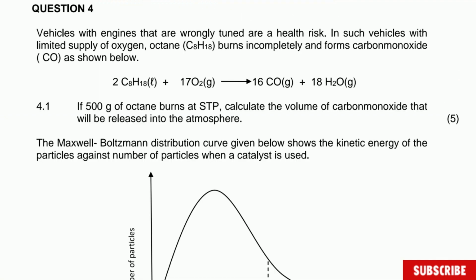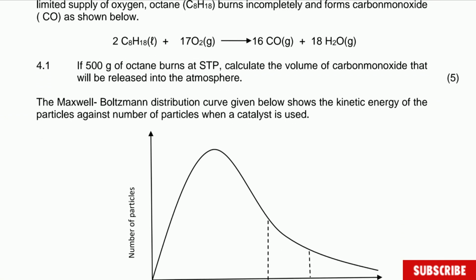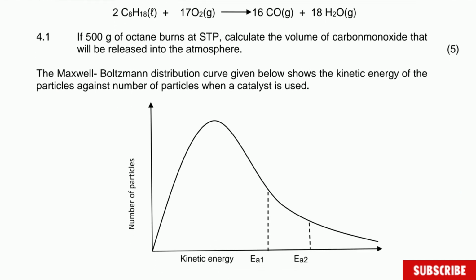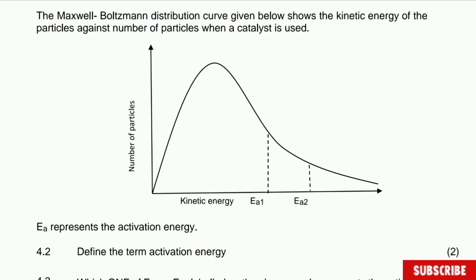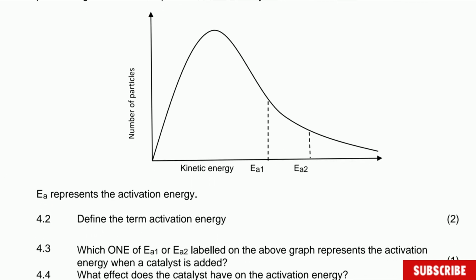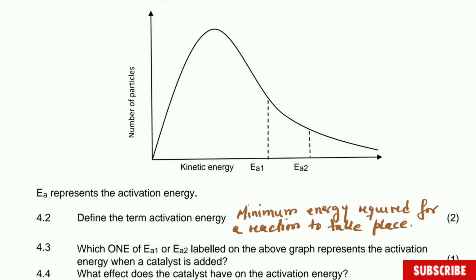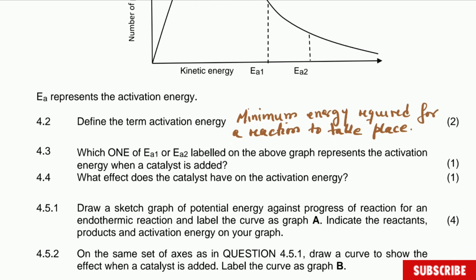Here we are. Now the next question says the Maxwell-Boltzmann distribution curve given below shows the kinetic energy of the particles against number of particles when the catalyst is used. And there is the graph. EA represents the activation energy. Define the term activation energy. And guys, the definition of activation energy is the minimum energy required for a reaction to take place.